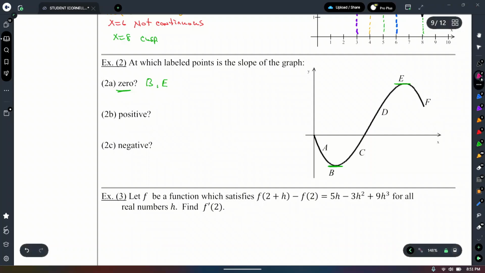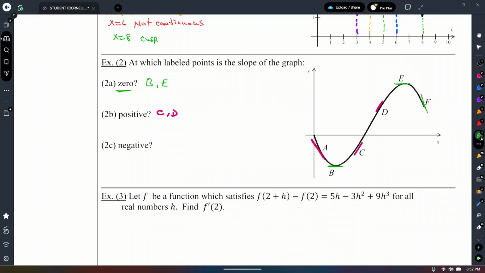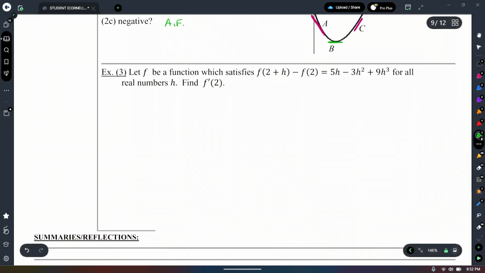We want to know where the slope is positive. We can see A is definitely a negative slope. And then come around here, C is positive and D is positive. Those both have positive slopes. And then finally, we want to know where is the slope negative. Well, we already figured out A is negative. And then at F, we also have that negative slope. So A and F. That's it. Just looking at those slopes and thinking about the rate of change. What is it doing there?